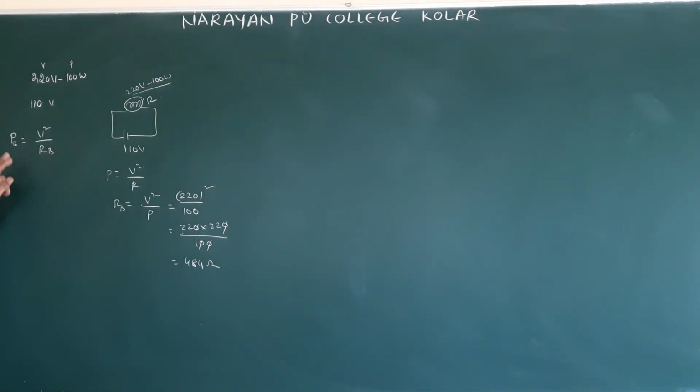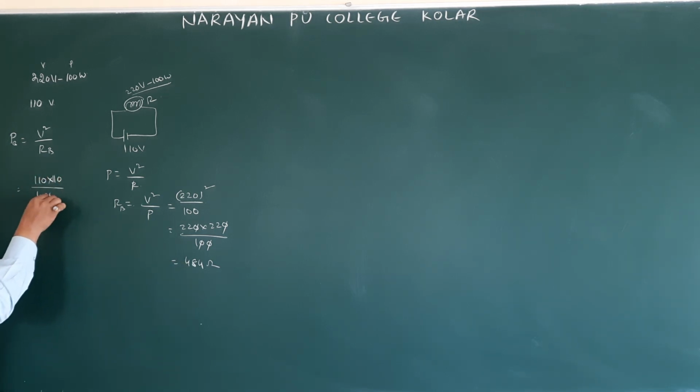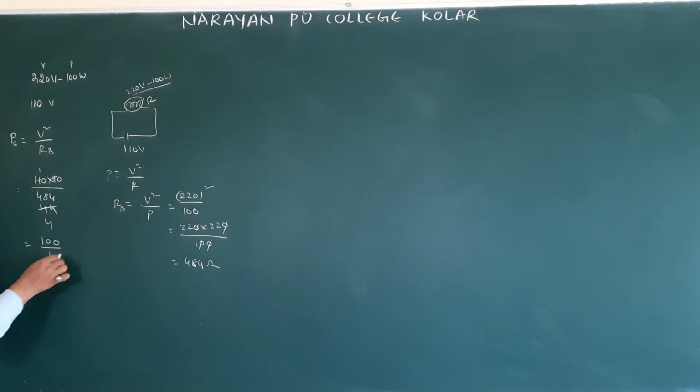Now we are finding the power consumed by the bulb. See, the formula is the same, but now the V value is 110. So 110 into 110 by 484. You can calculate this. 11 is going to be cancelled. 1 11 is 11, so 4 11 is 44, so 40. So 4 times 40, so 100 by 4, so 25 watts. So this is one method.